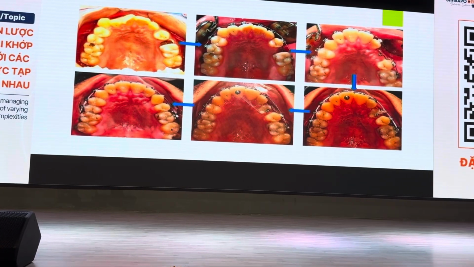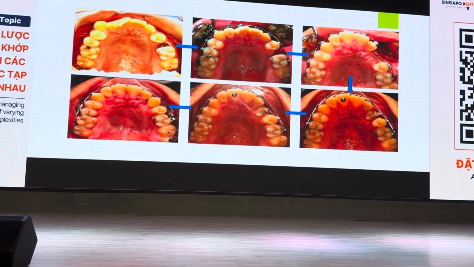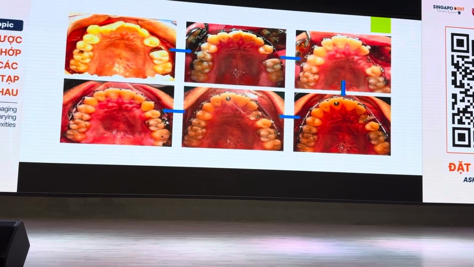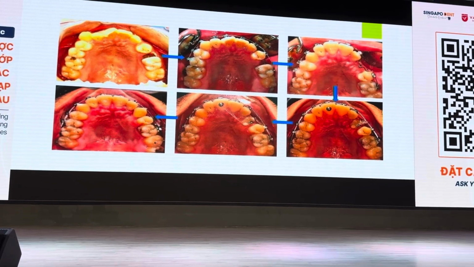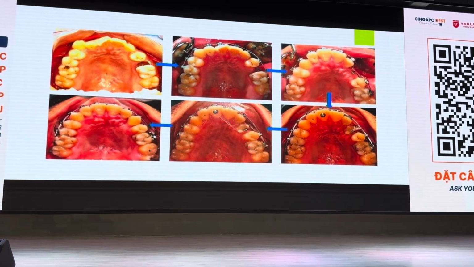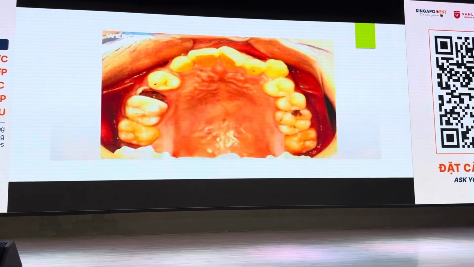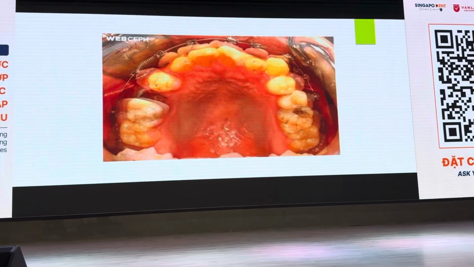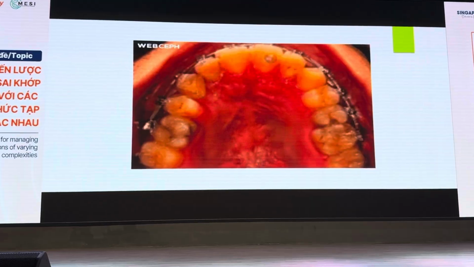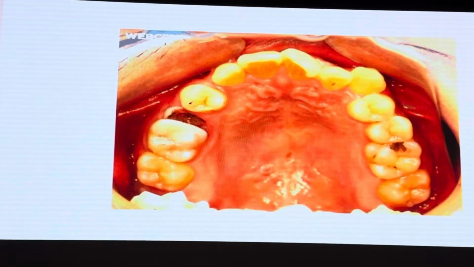So this is just how the canine went from being placed in the palate to the space opening up for the canine, the disimpaction loop for the canine, and gradually bringing it into occlusion. So this is just a GIF that we created just to show the canine coming into occlusion.